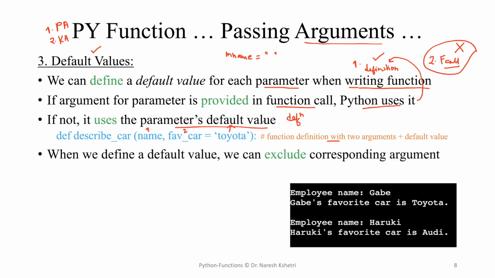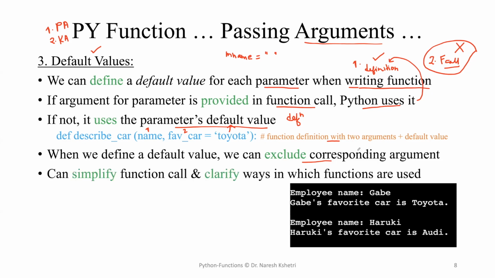So when we define a default value, we can exclude the corresponding arguments. We don't have to worry about that because Python takes care of that. So we have some benefits. The first benefit is that we can simplify the function call, which is the second part. We can also clarify the ways in which functions are used. So the function seems more clear as we are defining the default value.